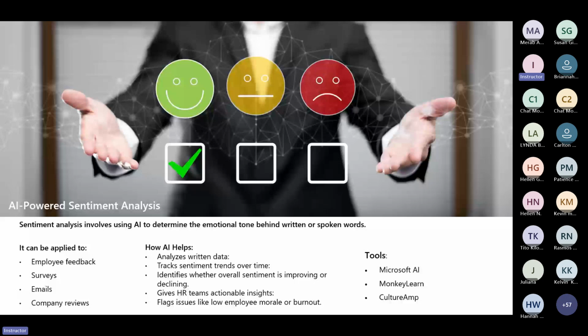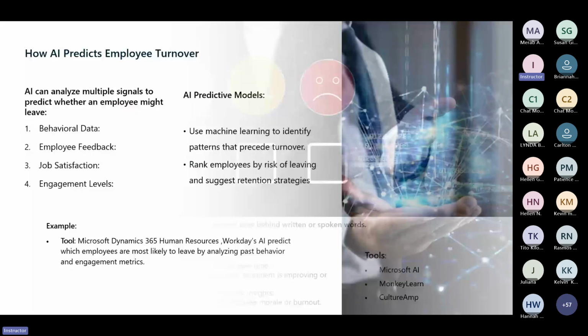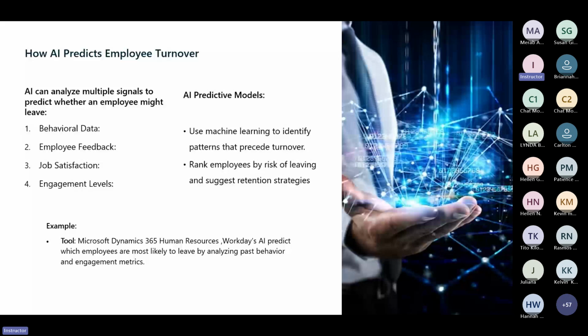So let's have a small look also at how AI predicts employee turnover. Imagine this. You're walking into the office one morning, coffee in hand, and you get an email that one of your top performers just handed in their resignation. No warning, no signs, just gone. Now, imagine if you had a crystal ball, something that could spot the early signs of disengagement before it's too late. And that's exactly what AI powered turnover prediction offers.